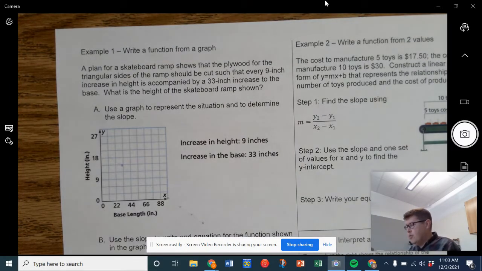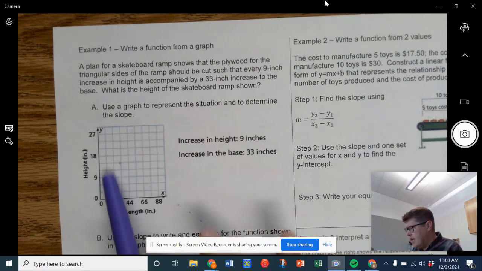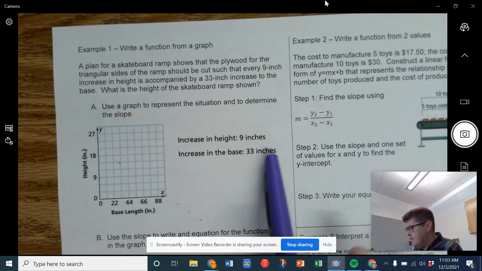A plan for a skateboard ramp shows that the plywood for the triangular sides of the ramp should be cut such that every 9-inch increase in height is accompanied by a 33-inch increase to the base. What is the height of the skateboard ramp shown? So we have a graph right here, and we kind of got this written out. So an increase in height of 9 inches gives you an increase in the base of 33 inches.